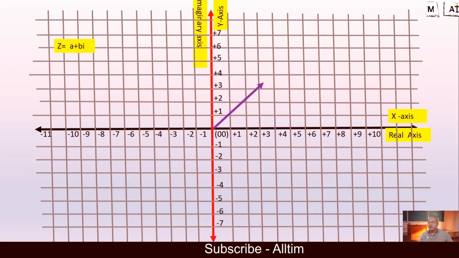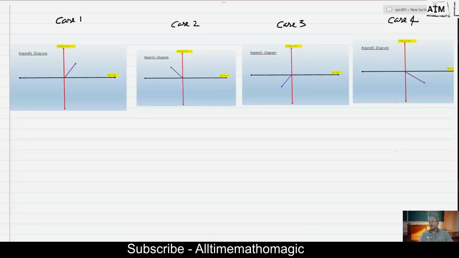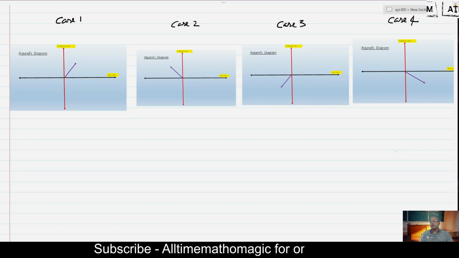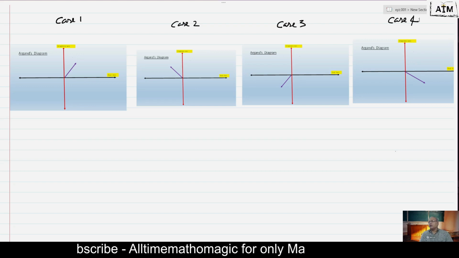Consider a ray of light rotated in anticlockwise direction in Argand's plane. Now we will consider 4 different cases depending upon the position of the ray of light. These are the 4 cases. In case number 1, the ray of light is present in the first quadrant. In the second case, the ray is present in the second quadrant, in the third case the third quadrant, and in case 4, the fourth quadrant.